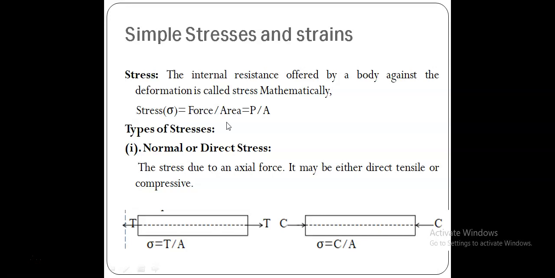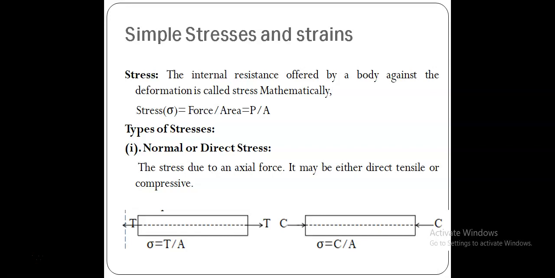Next is simple stresses and strains. First, stress. The internal resistance offered by a body against a deformation is called stress. Suppose a member is being loaded, which means it will not fail, there will be internal resistance developed. So this internal resistance is said to be in terms of stress. This stress cannot be physically measured, so it is mathematically represented. Stress sigma is equal to force per unit area.